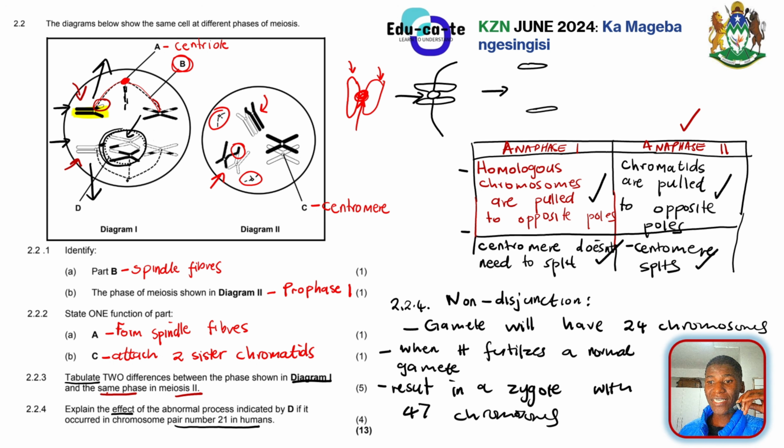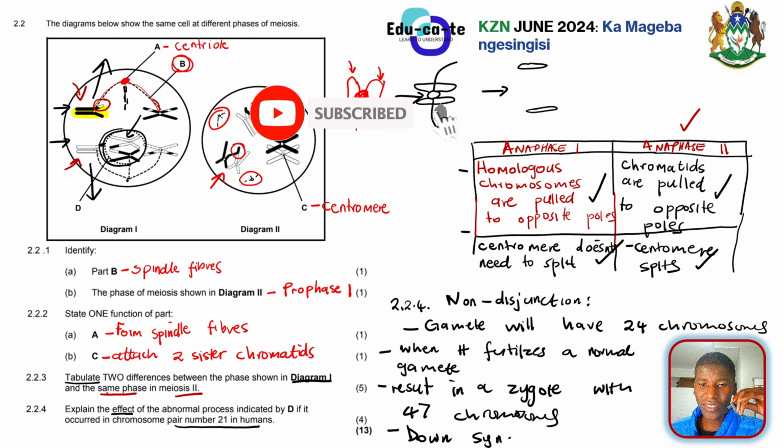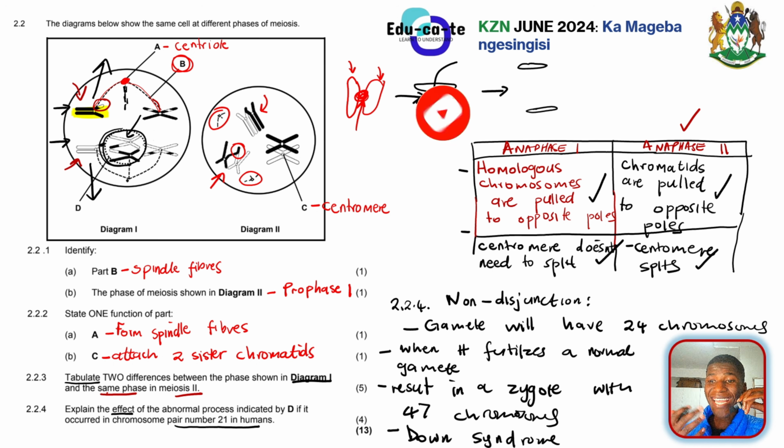All right. But remember that this is in humans. What condition do we have when the zygote has got 47 chromosomes? Or maybe when it has got an extra chromosome on pair number 21, this will cause Down syndrome. You now talk something about Down syndrome. Remember, this is 4 marks. At least try to give 4 points that are relevant.